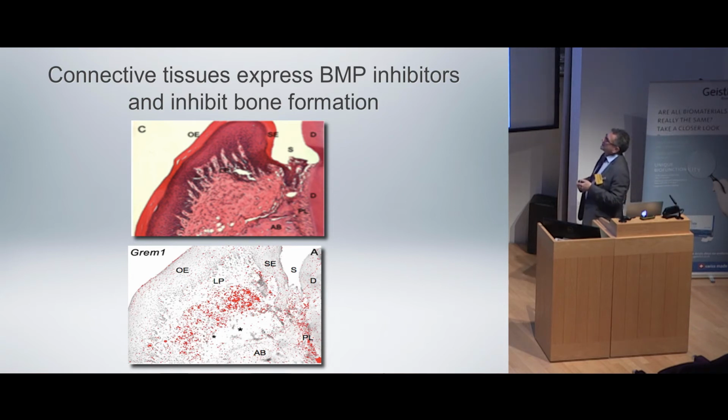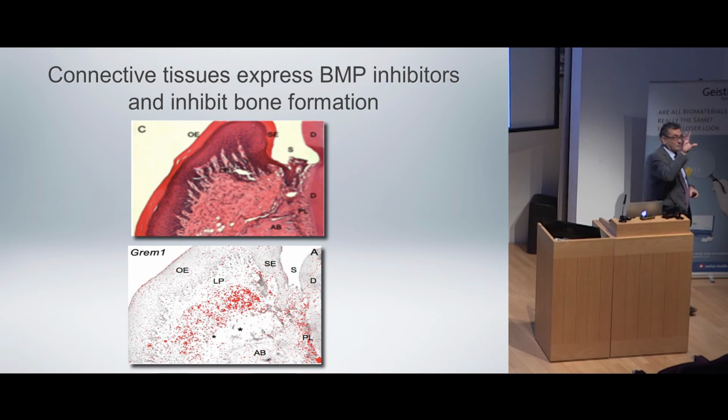This is the normal histology, which is horribly out of focus. But this is the in situ hybridization. So here's the alveolar bone. All of this red is where the gremlin is, and this is the epithelium. So this connective tissue is stopping bone growing actively.